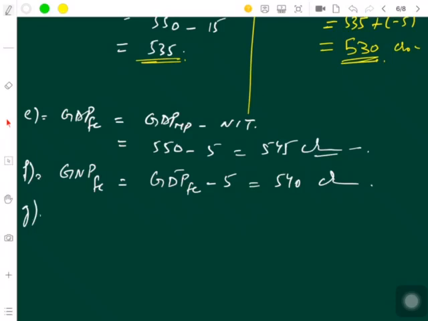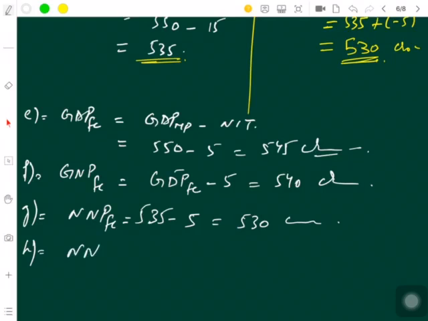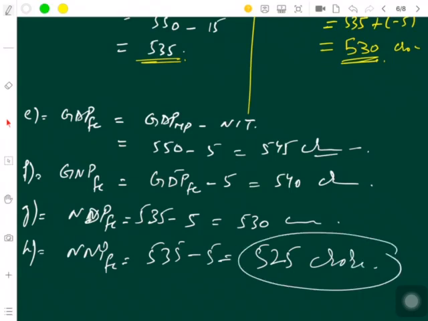Now let us go to the N part. Your NNP at FC calculated already. 535 minus 5 crore, and at last your NNP at FC is equal to this 530, that is NNP at FC. This was NDP, sorry. NNP at FC is equal to this NDP at FC, that is 535 minus again that 5 is equal to 525 crore. So this is our final answer.